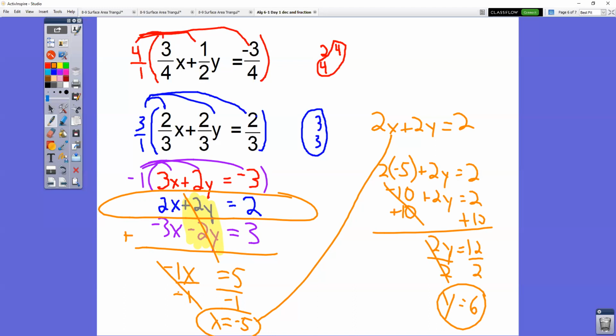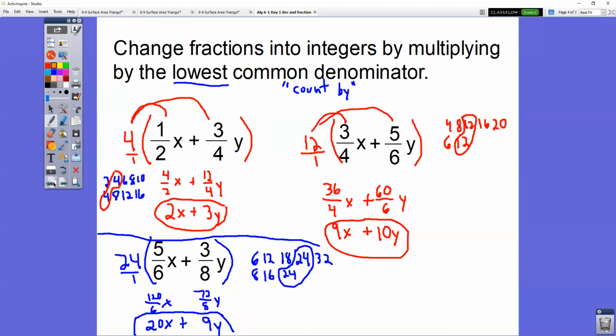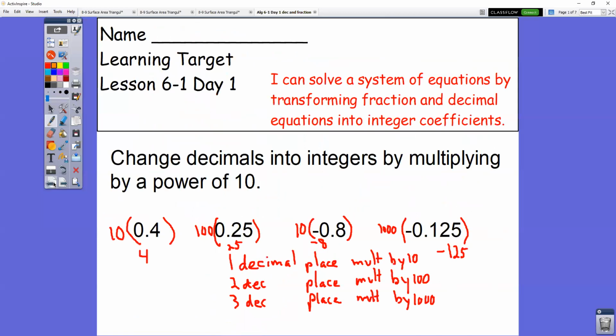So again, that's what you're going to have to do today. These get a little bit confusing at times. All right. So just remember that when you have the decimals, you can solve them like they are. But if they have 1 decimal place, you want to multiply by 10. 2 decimal places, you want to multiply by 100 first.